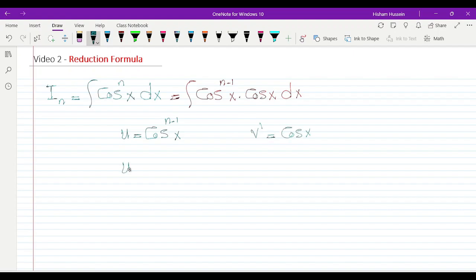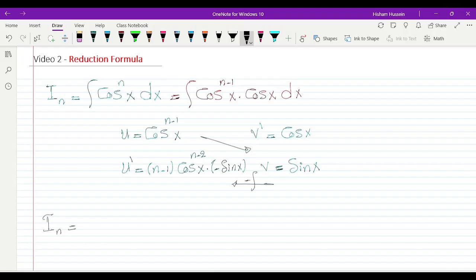So u dash in this case will be n minus 1 cosine to the power n minus 2 x times the derivative of cosine itself, which is negative sine x. Regarding v, v dash is cosine x, so its integral is sine x. So the integral in this case would be u times v minus the integral of u dash times v. After substituting in the rule, it's u times v, this cosine to the power n minus 1 x times sine x.